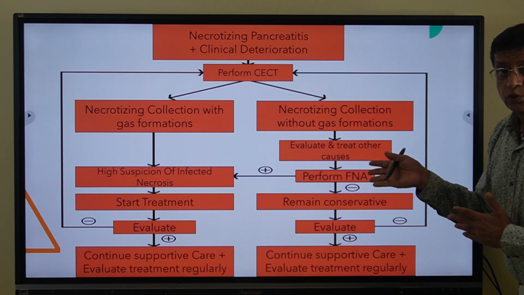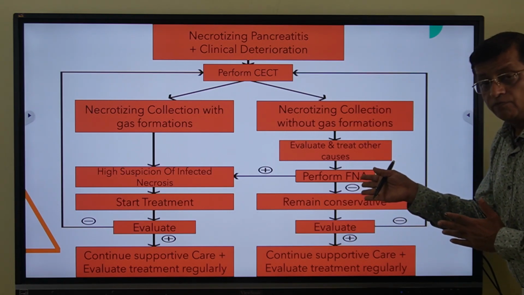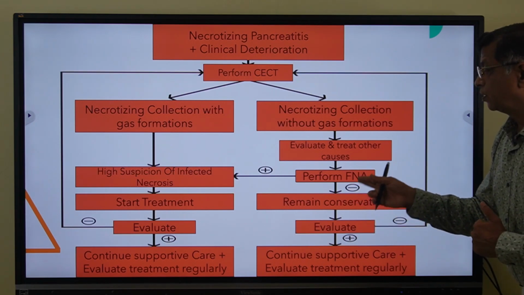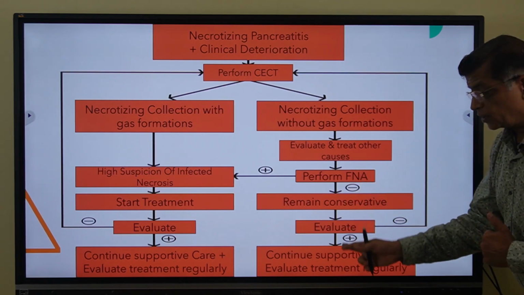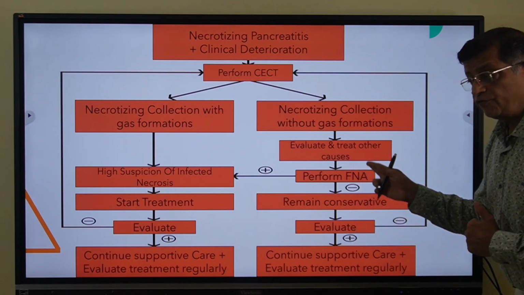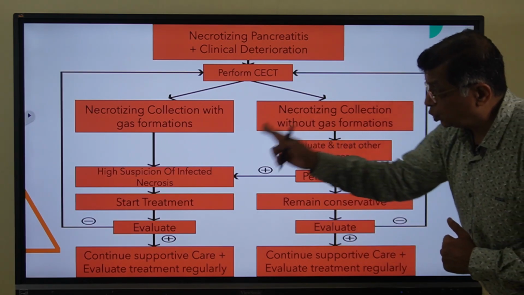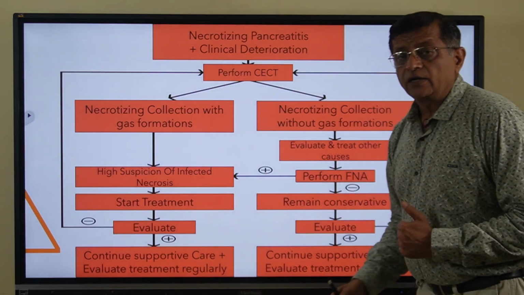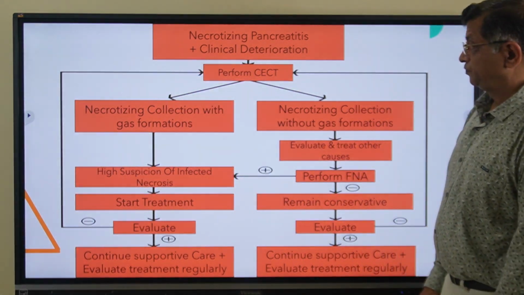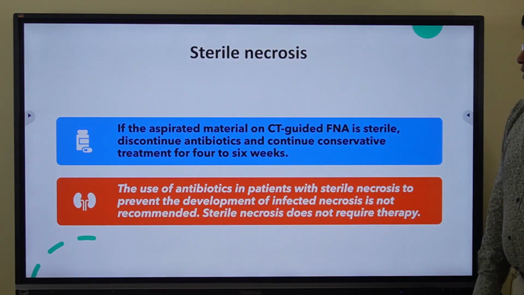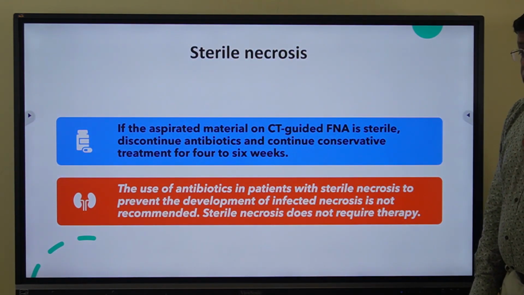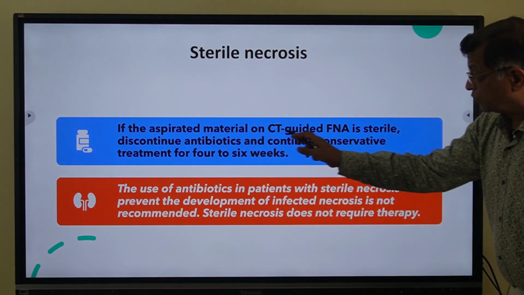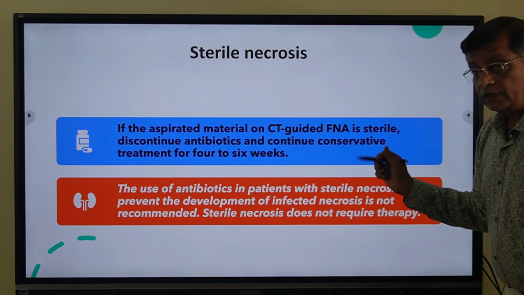And if you do not find any other source of infection, perform fine needle aspiration. And if it is negative, remain conservative, evaluate and continue conservative treatment. If FNA, fine needle aspiration culture, shows bacteria growth, then go ahead in this pathway and start with antibiotic treatment. If the necrosis is sterile, your fine needle aspiration comes negative. If the aspirated material on CT guided FNA is sterile, then discontinue.